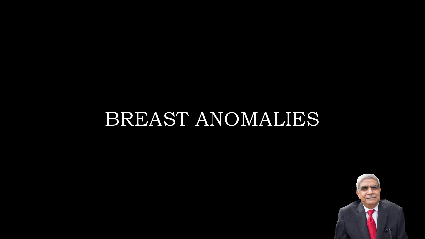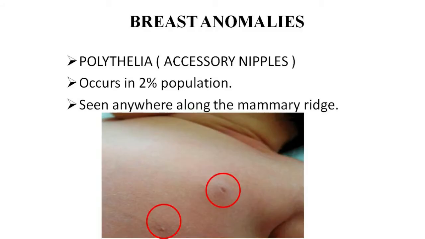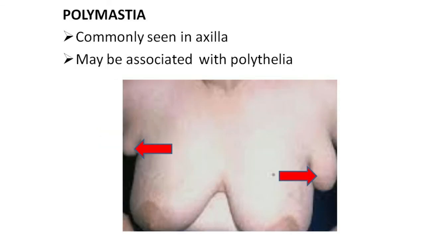Breast anomalies: polythelia, that is accessory nipples, occurs in 2% of the population and is seen anywhere along the mammary ridge. Now the photograph shows accessory nipples which are marked with red circles. Polymastia, where the number of breasts is increased, is commonly seen in the axilla and may be associated with polythelia. Now the photograph shows breast tissue in both axillae marked with red arrows.